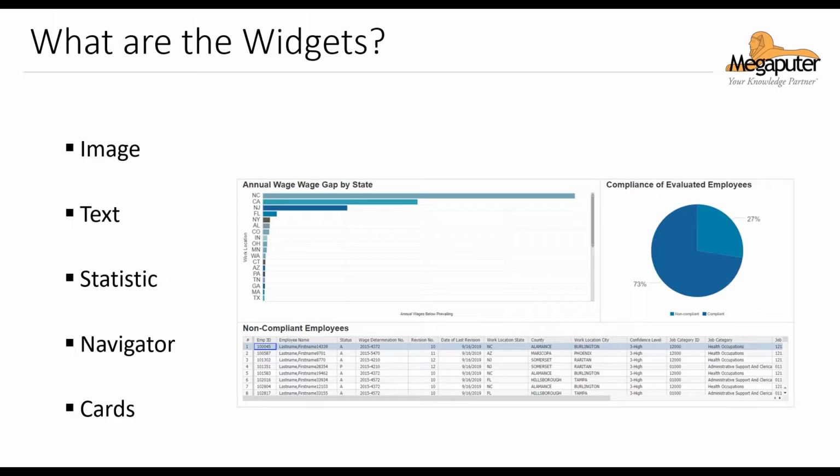The bar chart shows by state how much it would cost in annual wages to bring up all the employees in that state up to the standard. The total noncompliance proportion is identified in the pie chart on the right, and a list of the underpaid employees is at the bottom.